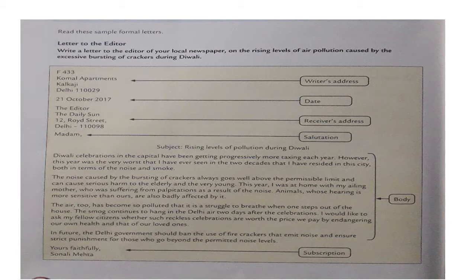You leave again one line and write the receiver's address, to whom you are going to send the letter. Here it is the Editor, the Daily Sun, this is the name of the newspaper, 12 Royal Street, Delhi 110098. So this is your receiver's address to whom you are sending. Leave again one more line and the salutation, madam or sir. Then the subject, rising levels of pollution during Diwali.